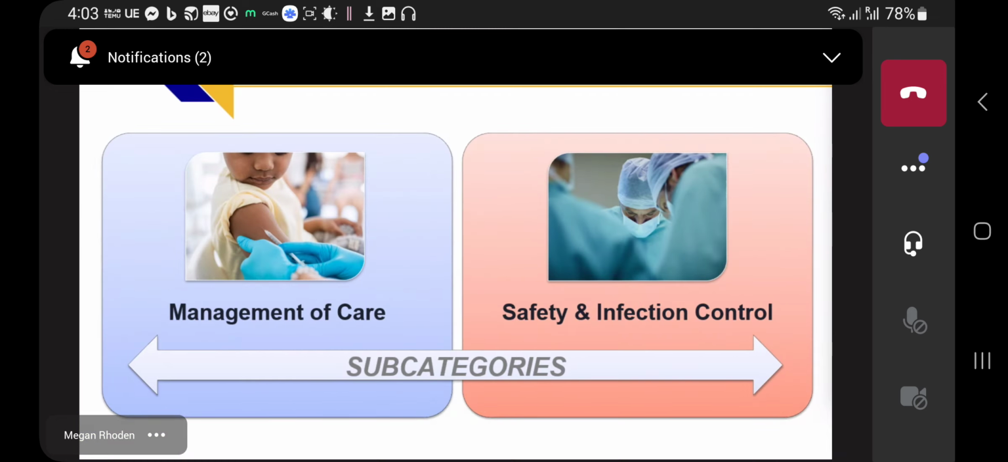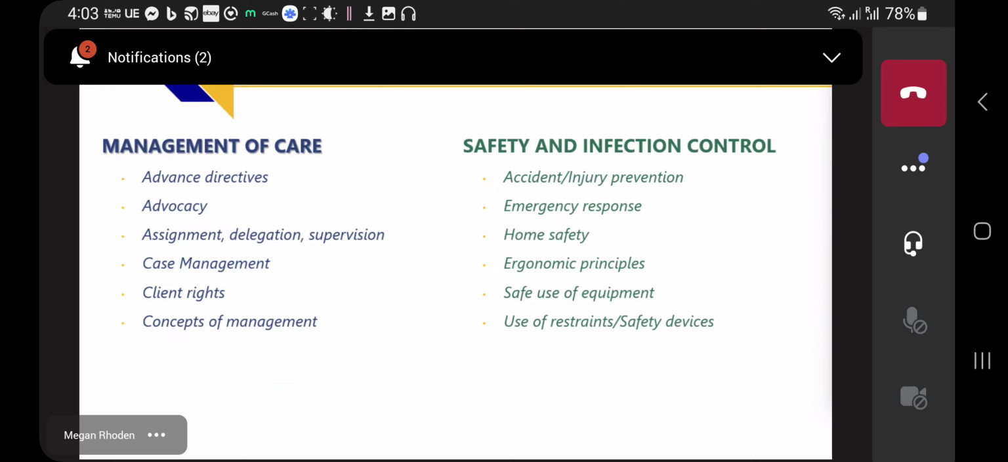All right, so today we're going to be focusing on safe and effective care environment. The 2 subcategories for this are management of care, which is approximately 18%, and safety and infection control, which is approximately 13%. So what kind of topics fall under these? So when studying management of care, you're going to want to study things such as advanced directives, advocacy, assignment, delegation, supervision, case management, client rights, and concepts of management. 18% of the questions on the NCLEX exam will come from these types of topics.